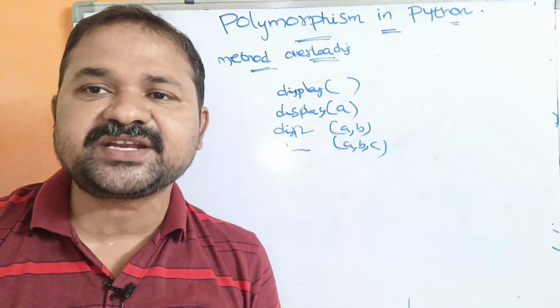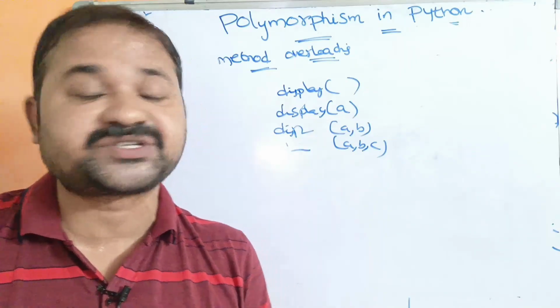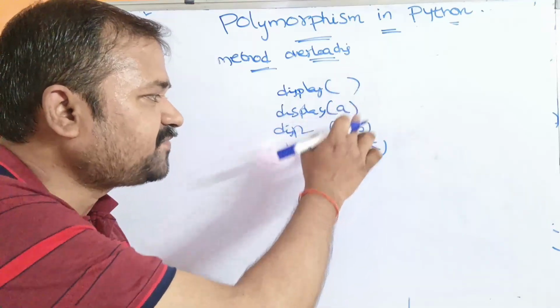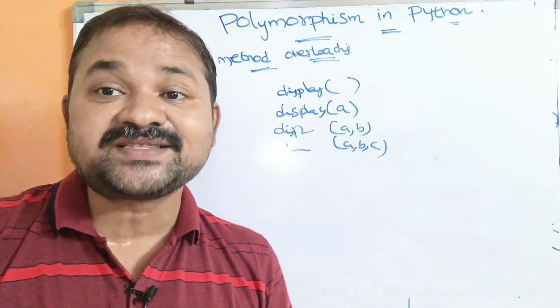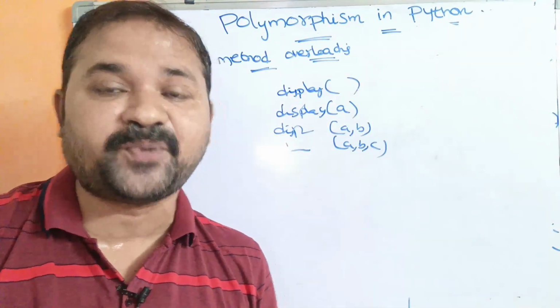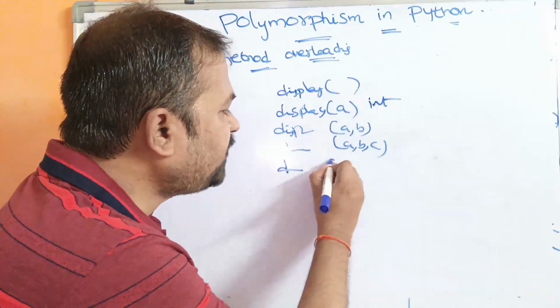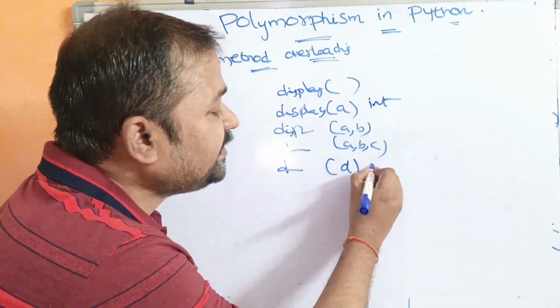So what is signature? Signature means number of arguments and order of arguments. Here number of arguments are only 0. Here number of arguments are 1. Here number of arguments are 2. Here the number of arguments are 3. And what is the order of the arguments? Order is also important. Here let A is integer. Then display of, let some other variable is A. Let this D is also integer.